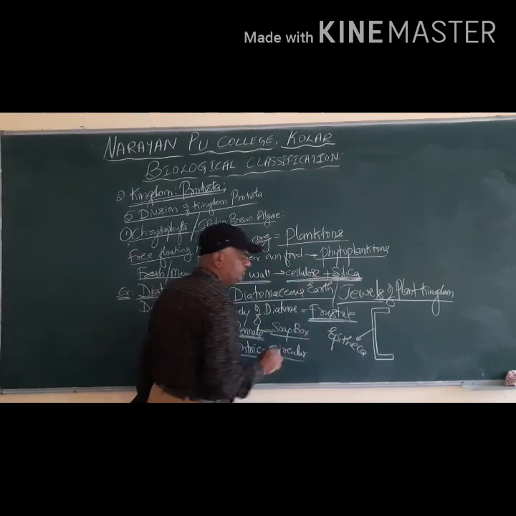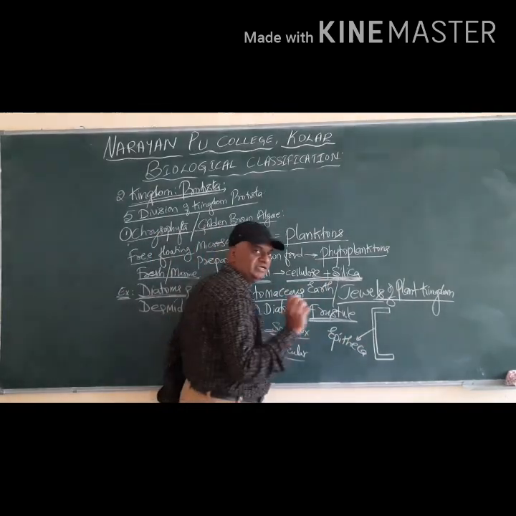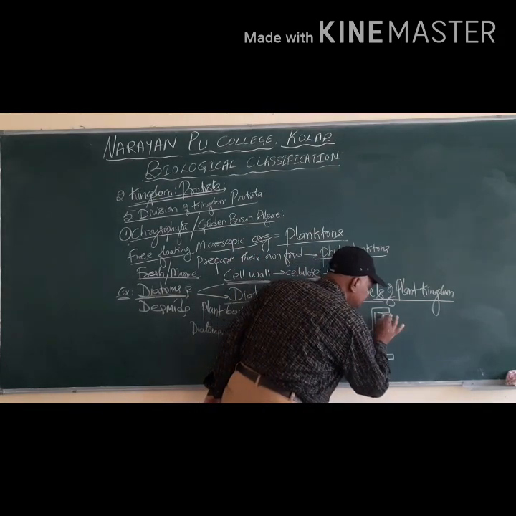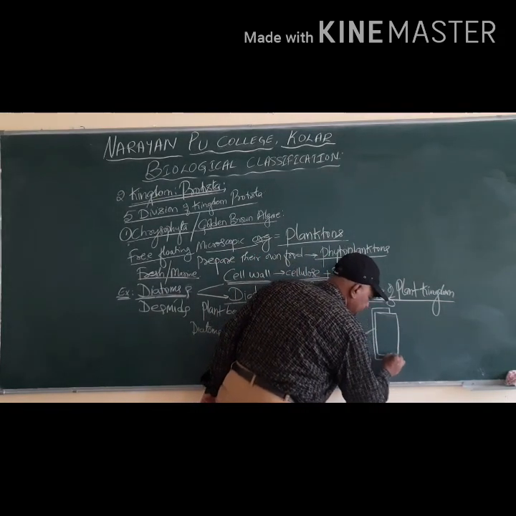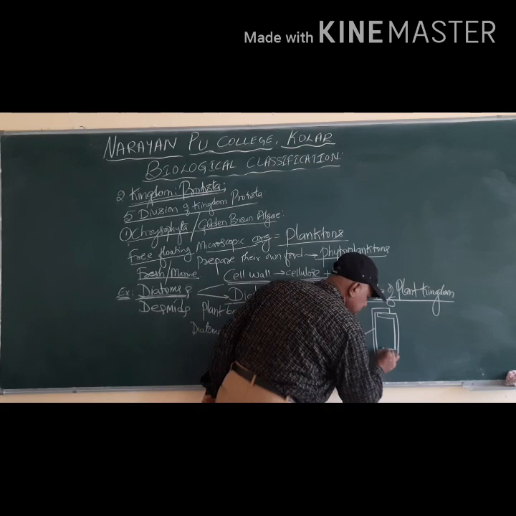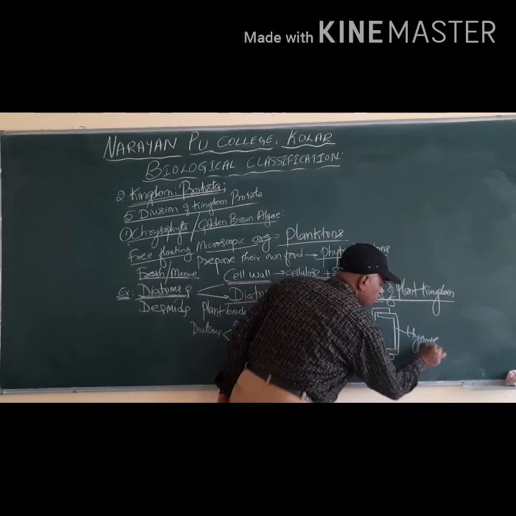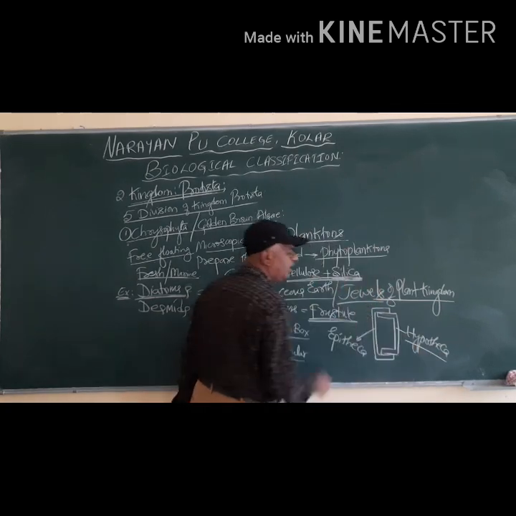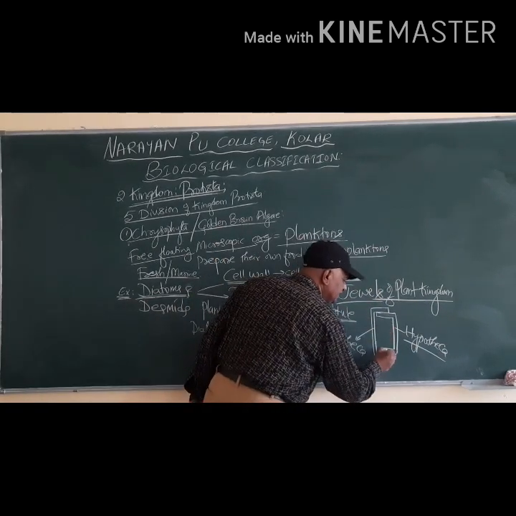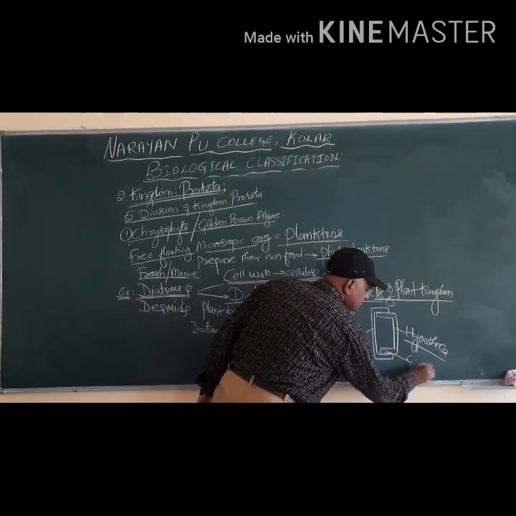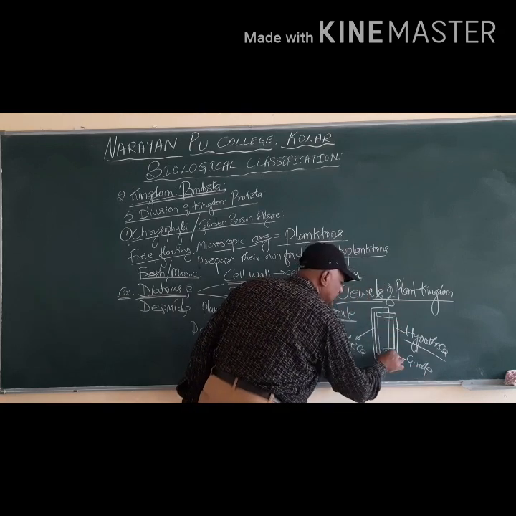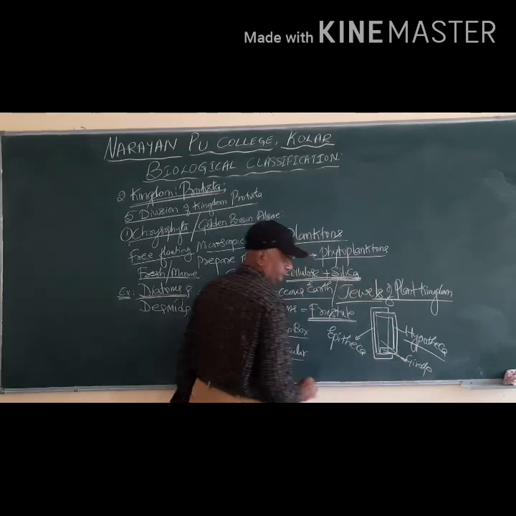The smaller half is called as hypotheca. Both the halves are connected by the girdle.